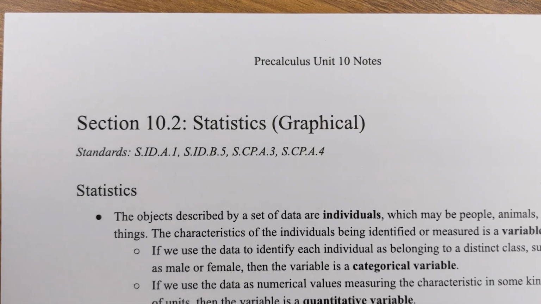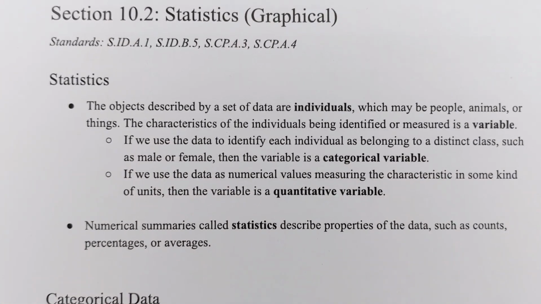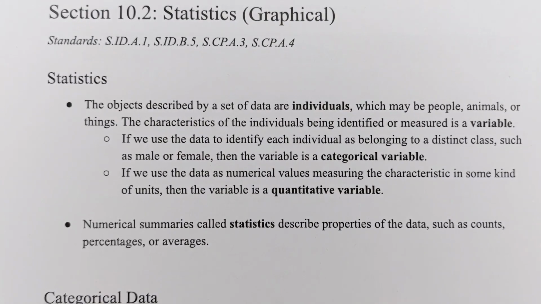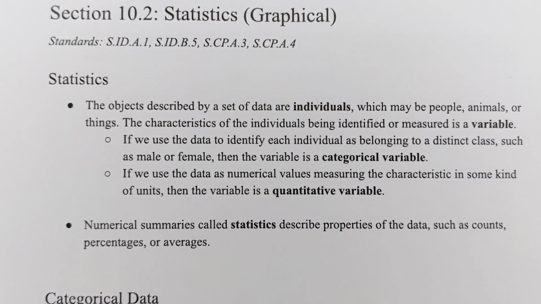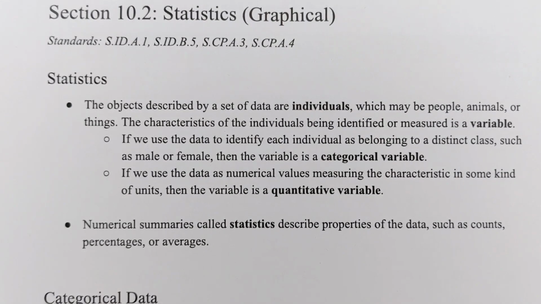Right here with the notes for section 10.2, statistics and graphical representations. So we got some definitions. The objects described by a set of data are the individuals. This could be people, animals, or things. The characteristics of the individuals being studied or measured is the variable. So the height of people, the weight of a car, things like that.